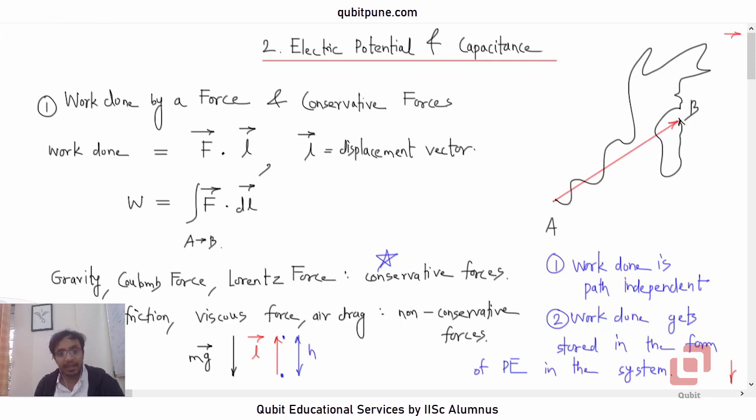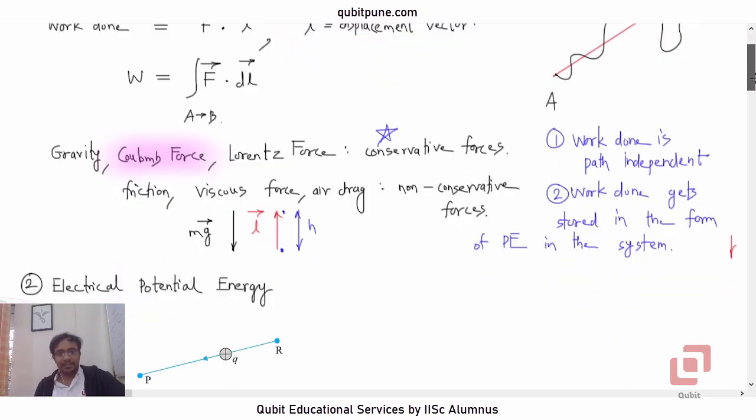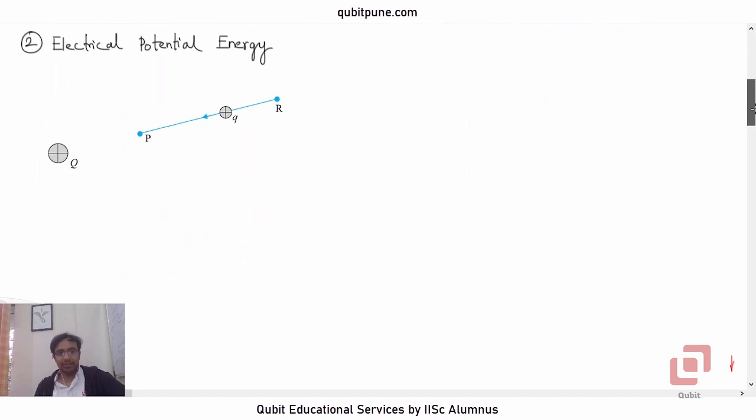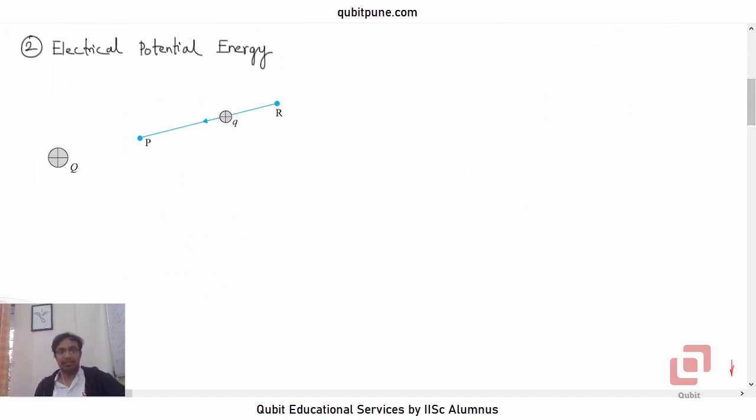The importance is that the Coulomb force that we are going to discuss in this chapter is actually a conservative force. Therefore we can associate with the Coulomb force a potential or potential energy, and that's what we call electric potential or electric potential energy. Alright, let's now head towards the definition of electrical potential energy.